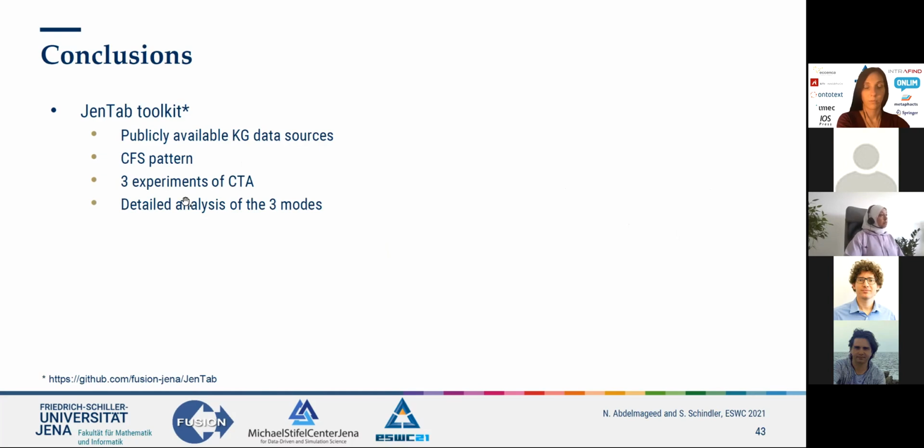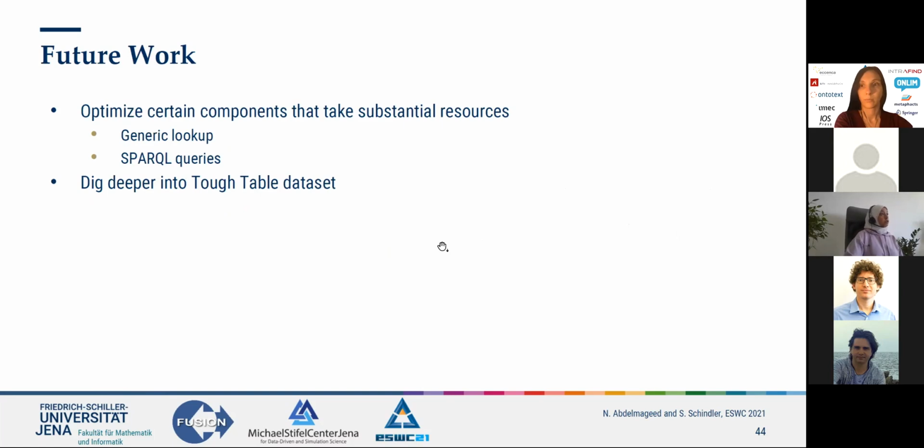In summary, I have presented JenTab Toolkit, which is publicly available here in this URL, and it uses minimal data sources for knowledge graph, only the publicly available data sources, and it uses also the CFS pattern, and we have explained the 3 experiments for the CTA solution with their detailed analysis. Our future work considers optimizing certain components that take substantial resources like the generic lookup, and also to dig deeper into the tough table dataset.